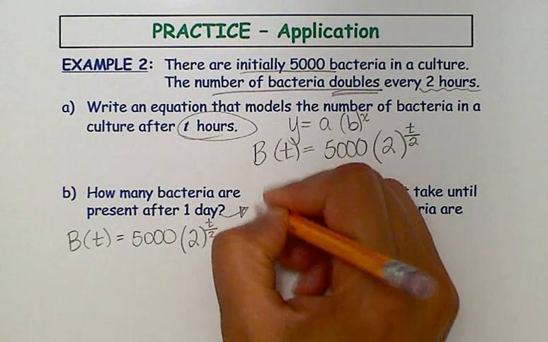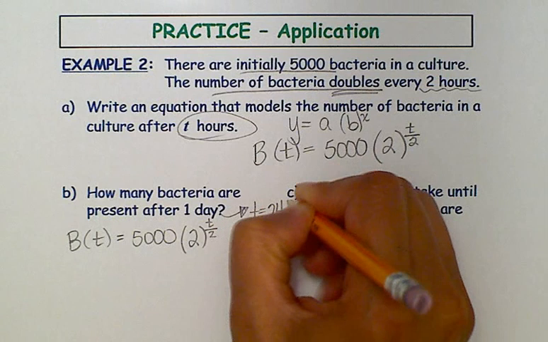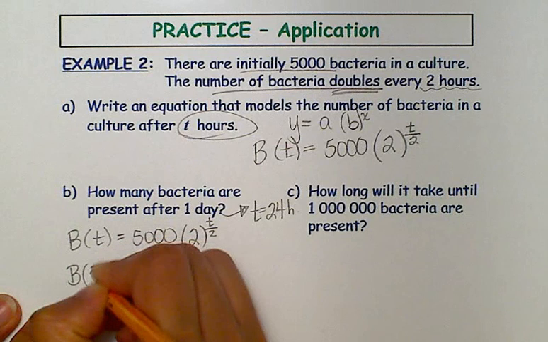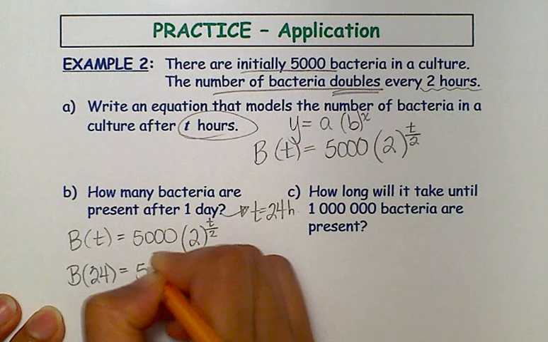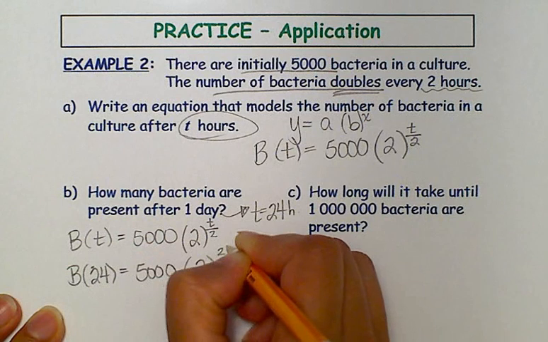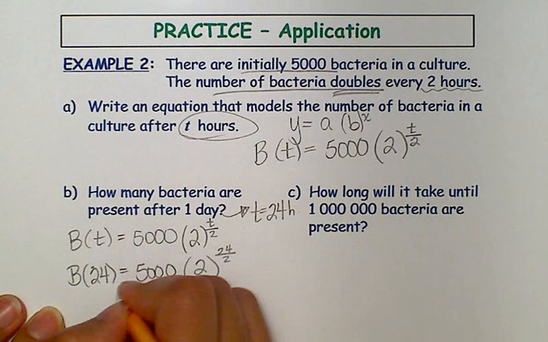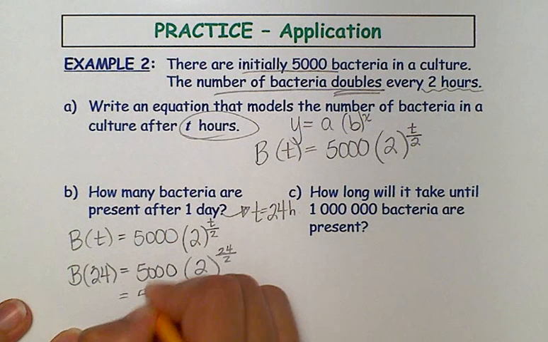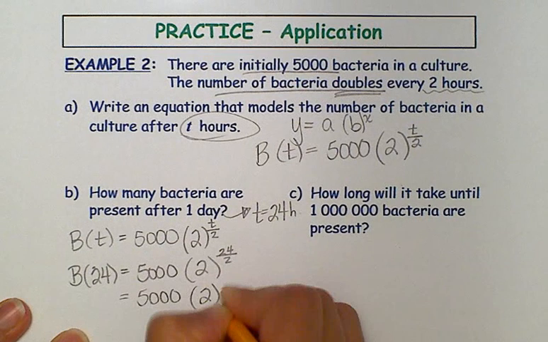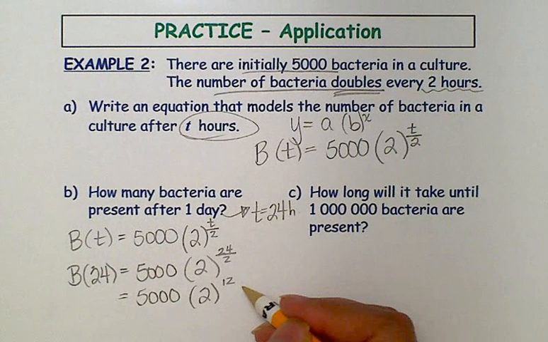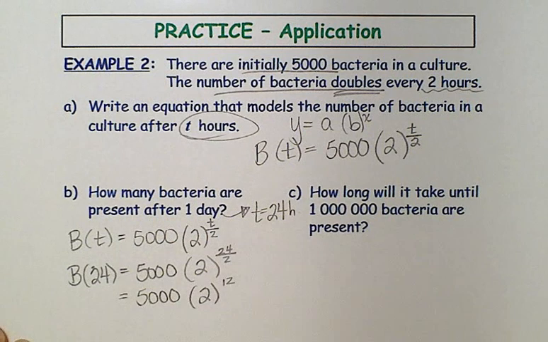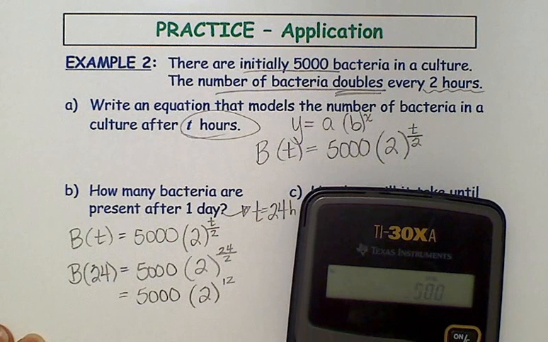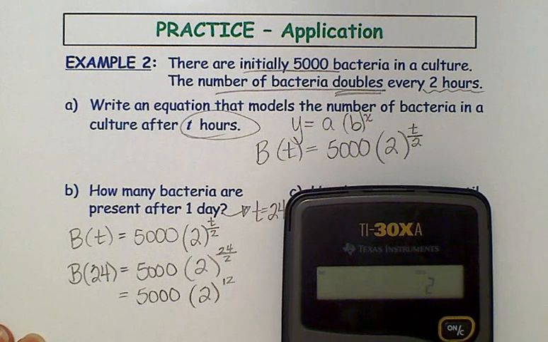So that means t is going to equal 24 hours, since there's 24 hours in a day. And so I'm going to look at the number of bacteria over a 24-hour period. And I get 2 to the exponent 24 over 2. And I can actually simplify the exponent part without getting a nasty decimal, so I'm going to do that. And I get 5,000 times 2 to the exponent 12. And this makes sense because in 24 hours there should be 12 doubling periods. So let's calculate that quickly. We get 5,000 times 2 to the exponent 12.